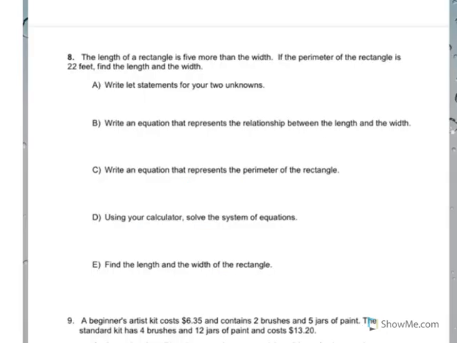Okay, now we're going to take, using substitution, and do a real life problem. So it says the length of a rectangle is 5 more than the width. The perimeter of the rectangle is 22 feet. Find the length and the width. So the first thing we're going to do is write let statements. We've been doing this as we've been doing systems, so we're going to let, how about we let L equal the length and W equal the width.